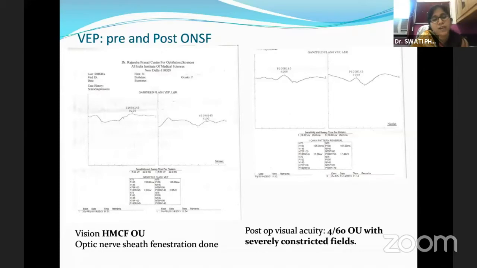So if you have some kind of waveform present there, we may go ahead and do an ONSF. That's what we did in these cases. And we found that the visual acuity improved, not very remarkably, but up to 4/60 with a severely constricted visual field. And there was improvement in VER waveform as well.